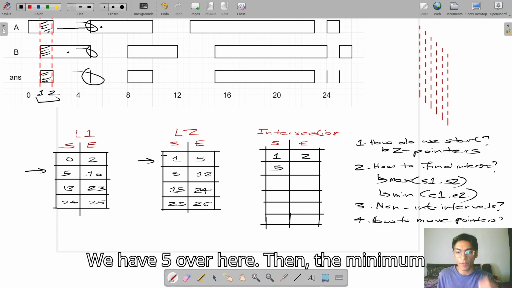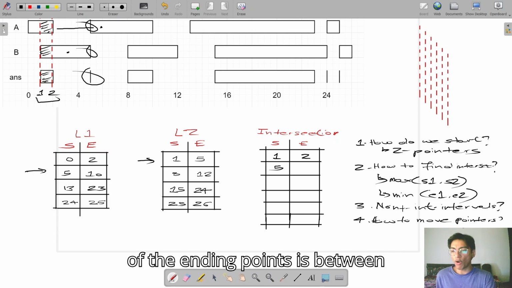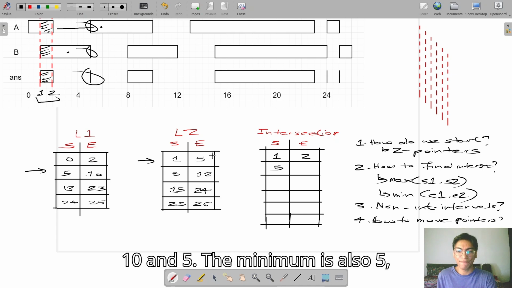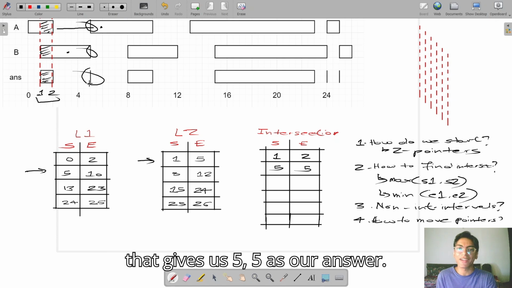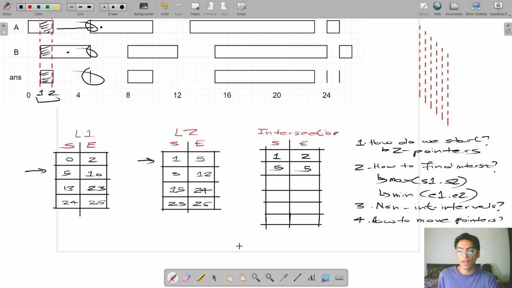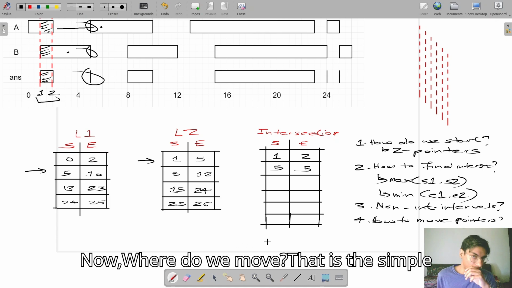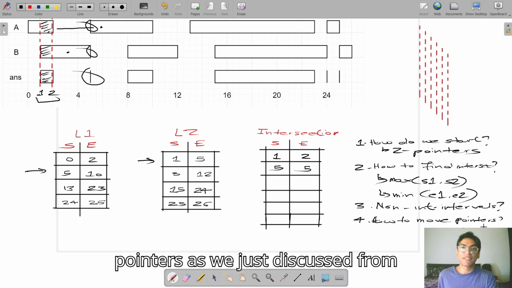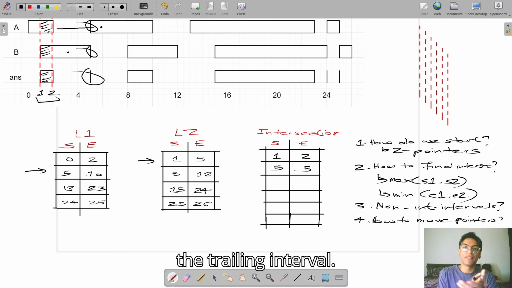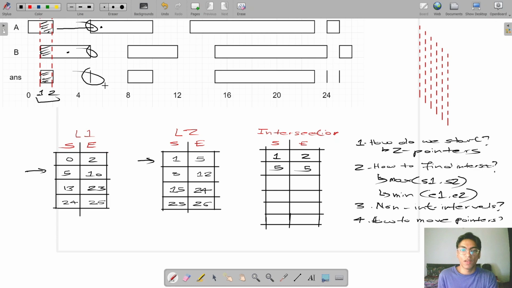We have 5 over here. Then the minimum of the ending points is between 10 and 5. The minimum is also 5, which is how you get this single line that gives us 5, 5 as our answer. Now, where do we move? That is the simple question to ask. So we move pointers, as we just discussed, from the trailing interval.